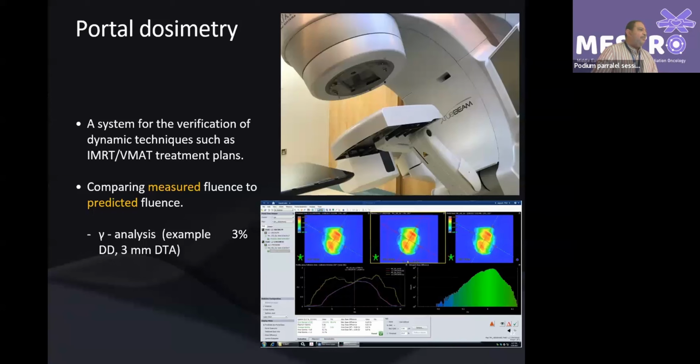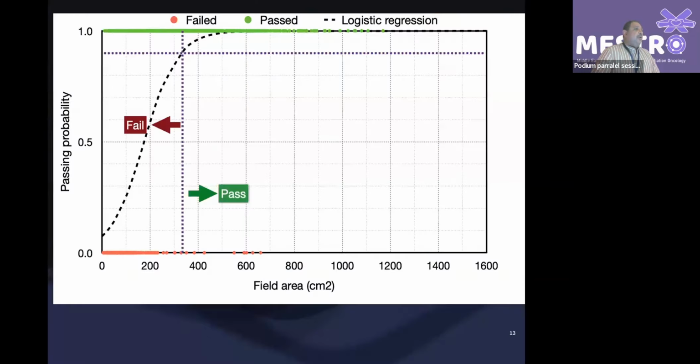For example, if it meets a certain criteria of 95% passing, 3% dose difference, and 3 millimeter distance to agreement, or whatever factors we're going to use. This was 2 years ago. I said, okay, I'm a lazy guy. I don't want to do portal dosimetry. I'm going to try, we have a lot of data.